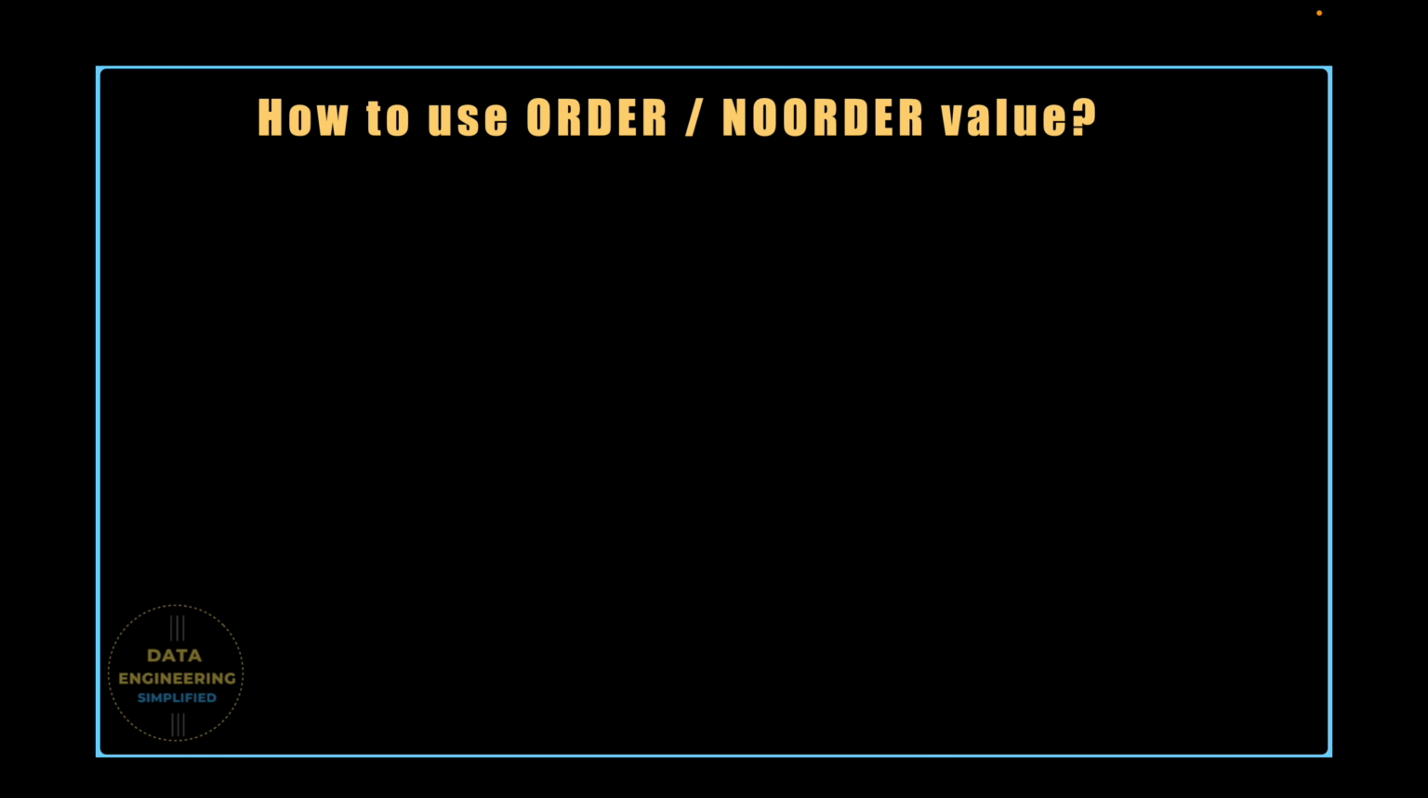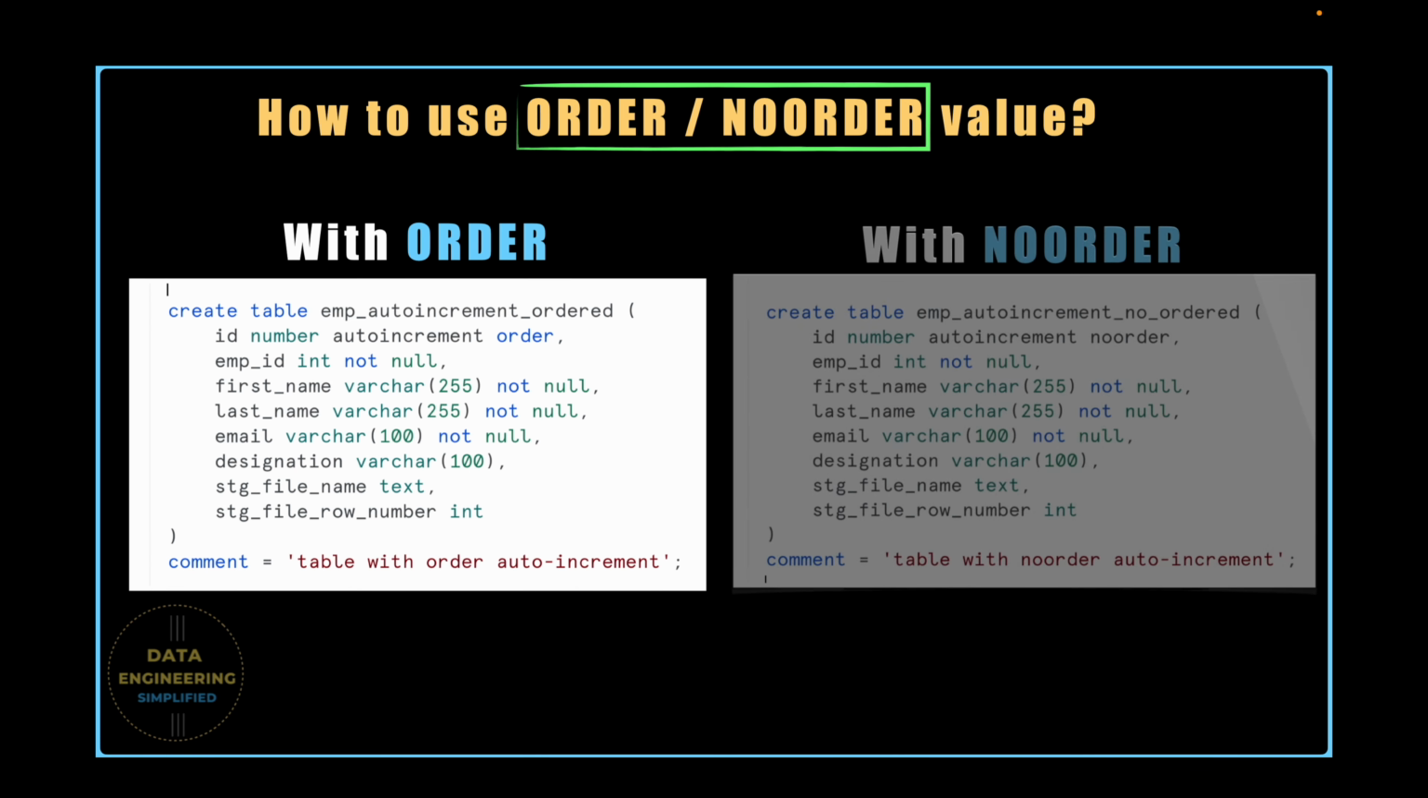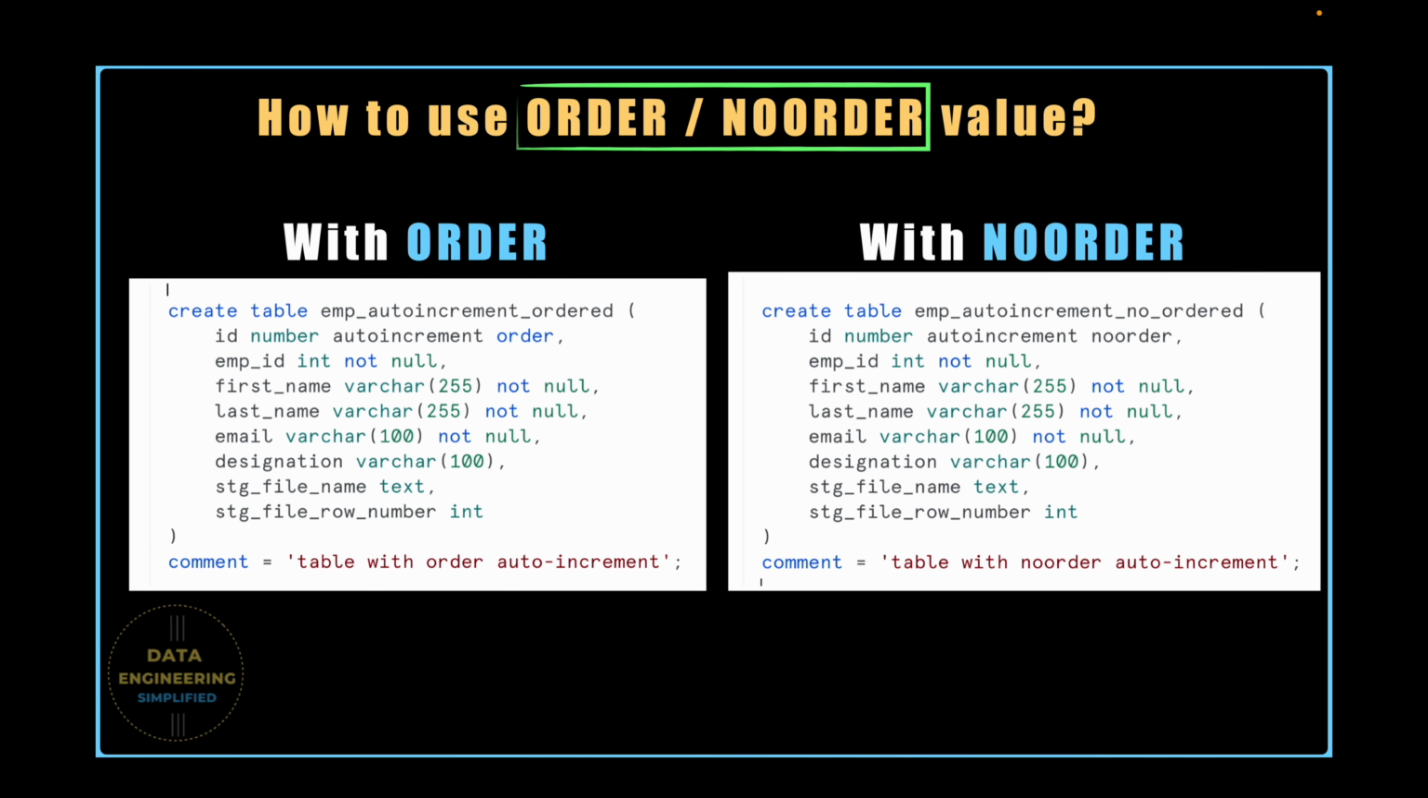Snowflake provides a parameter called ORDER or NOORDER when specifying auto increment for a column, also known as an identity column. But what role does it play when running the COPY command for a large amount of data, and if we specify the NOORDER classifier, does it improve the COPY command performance for tables which have an identity column? And that's what we are going to explore in this tutorial.